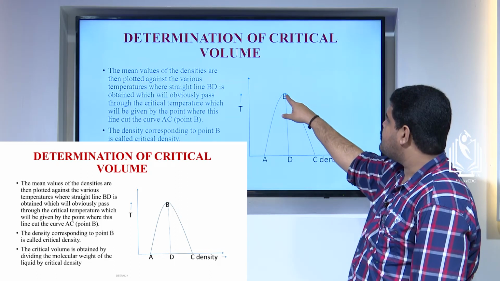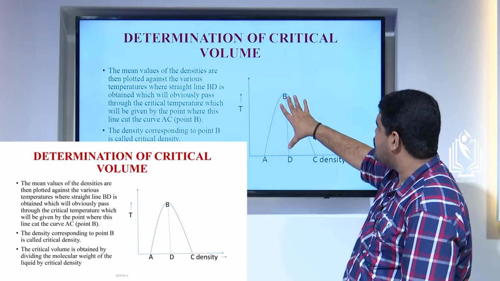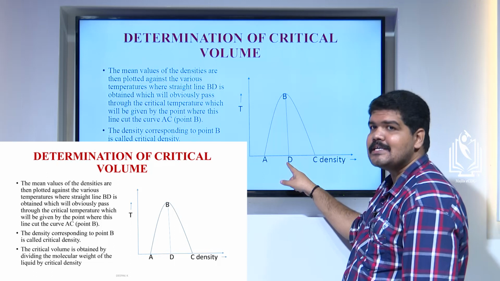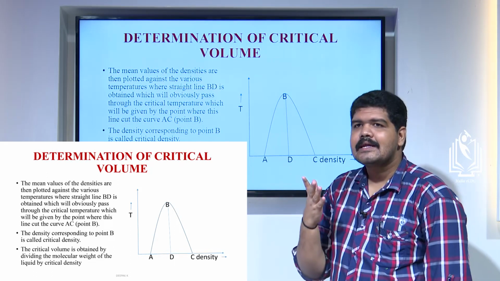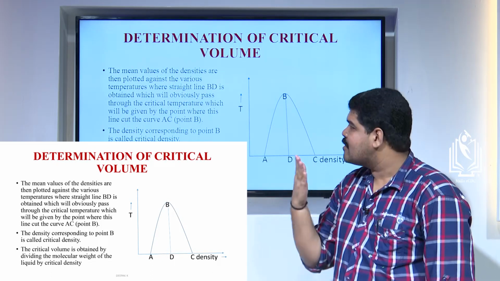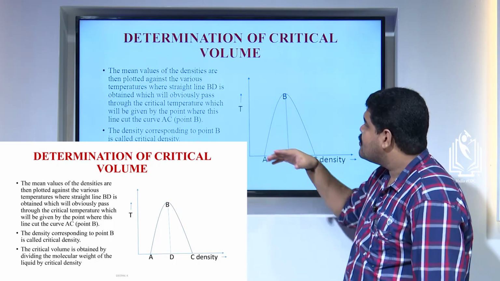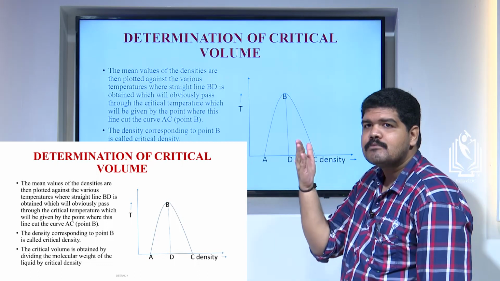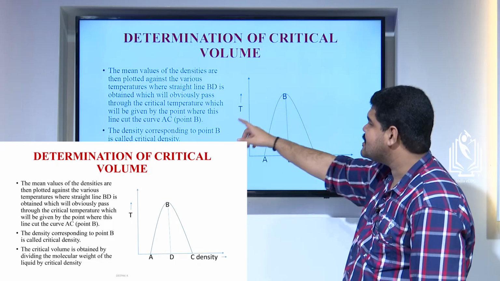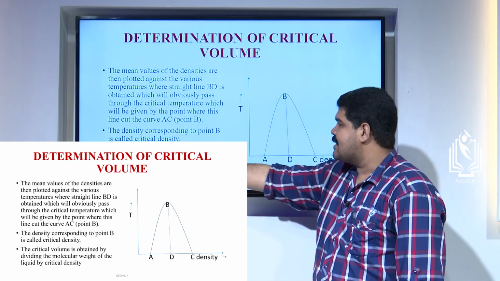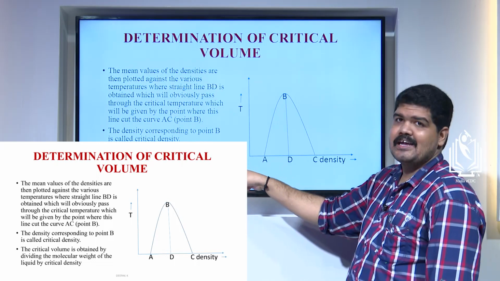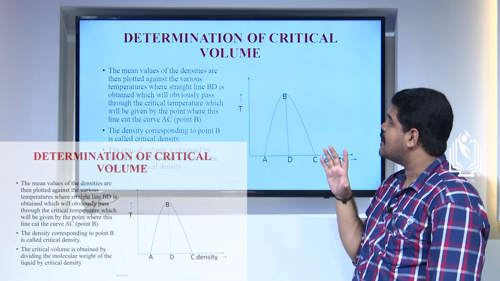So, at point B, in this line BD, you are getting the critical density here. Okay. If you have the critical density, we all know density is equal to mass by volume. So, the critical density is equal to mass by critical volume. If you know the critical density, from that equation you can get the critical volume. The critical volume is obtained by dividing the molecular weight of the liquid by the critical density. So, this is the method to determine the critical volume.